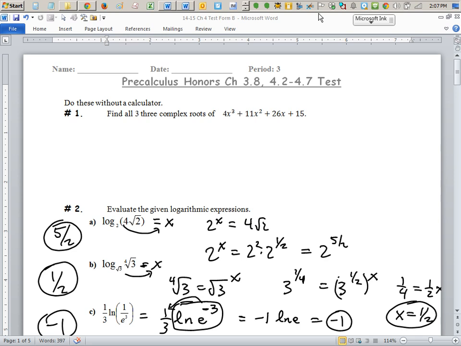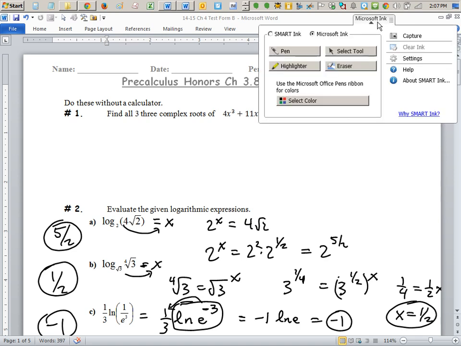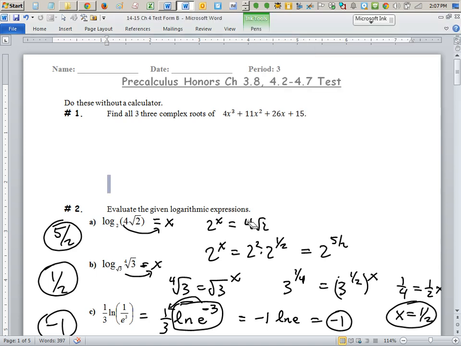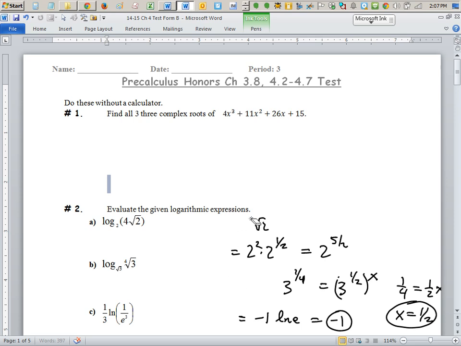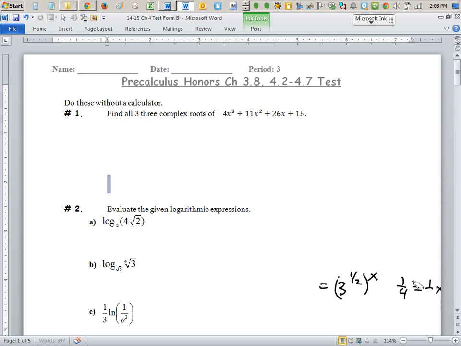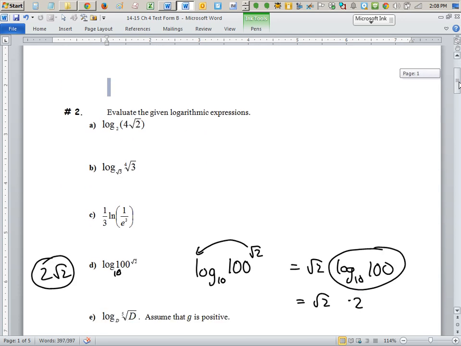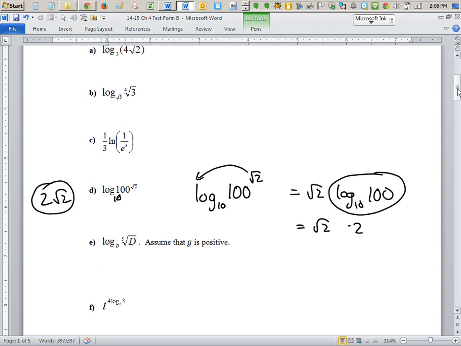Okay, let's go on to the next problem here. So clear out the ink. All right. A little harder to erase with the Microsoft Eraser. Okay, so now we're on part D. Thank you for your patience. Oh, we already did part D.